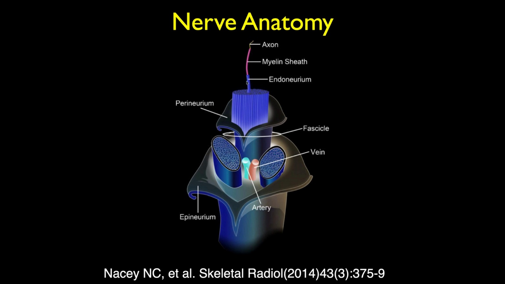And here you have the endoneurium, and the myelin sheaths, which are basically the insulation for the axon that's in the center. So that's kind of the way the nerves are made up here.